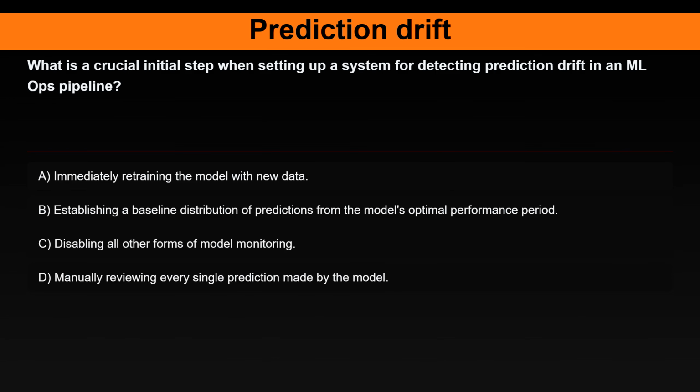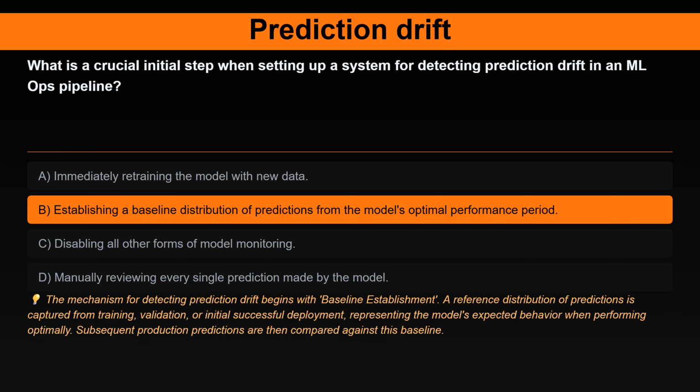Question 26. What is a crucial initial step when setting up a system for detecting prediction drift in an MLOps pipeline? Option A, immediately retraining the model with new data. Option B, establishing a baseline distribution of predictions from the model's optimal performance period. Option C, disabling all other forms of model monitoring. Option D, manually reviewing every single prediction made by the model.